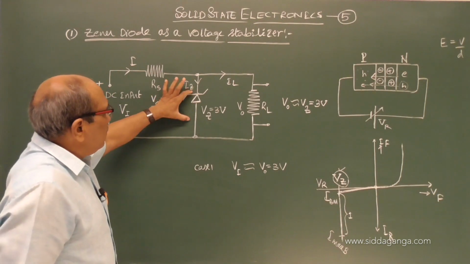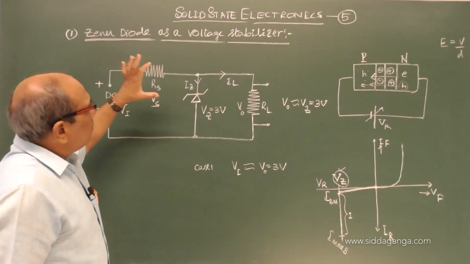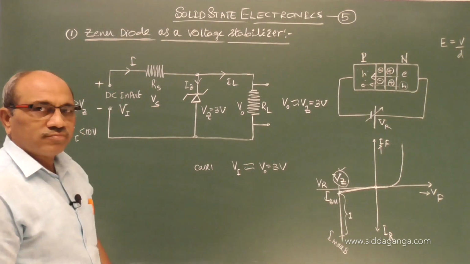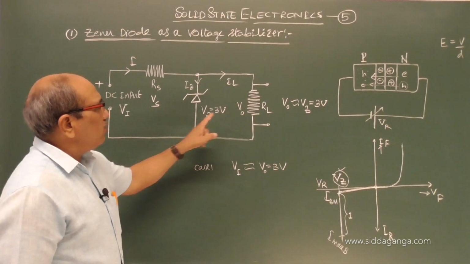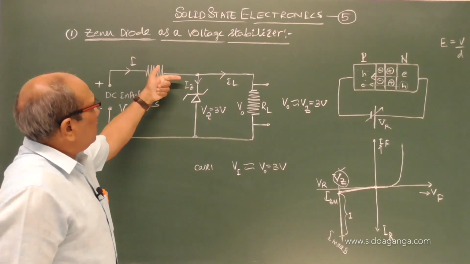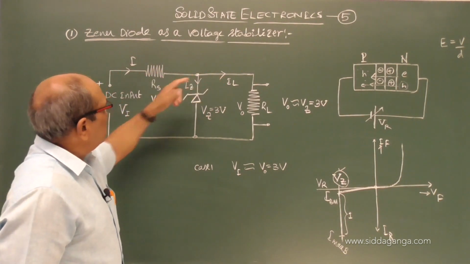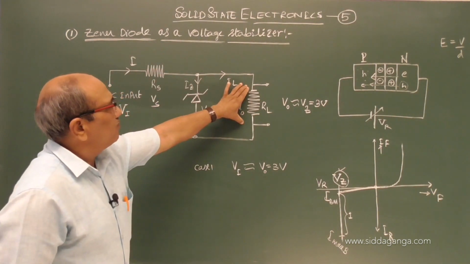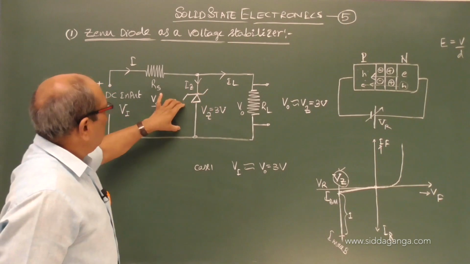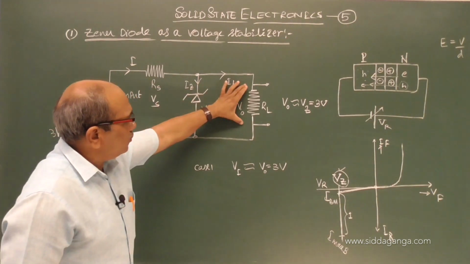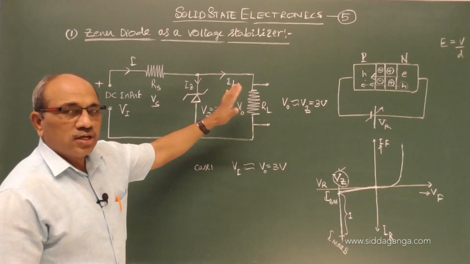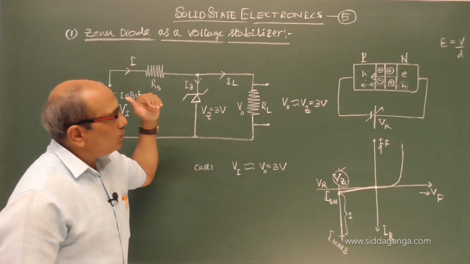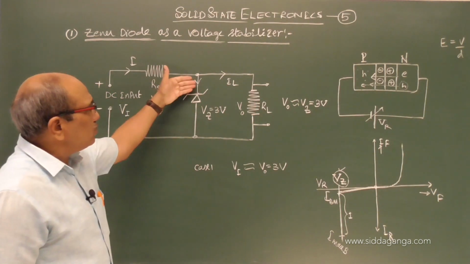When it is not conducting, then the current in the circuit is almost negligible because the voltage cannot develop. Negligible current means the voltage at the input appears at the output. Because these two are in parallel, directly connected to the source, you will get the voltage as it is. Either it is 3 or less than 3 volt, you will get the same because it does not conduct at all.